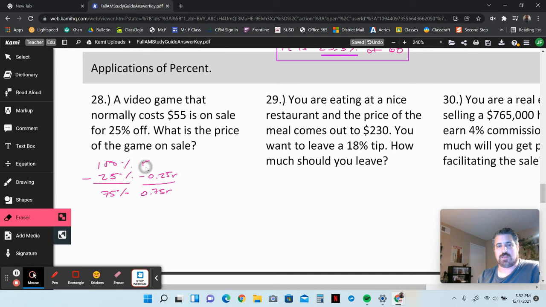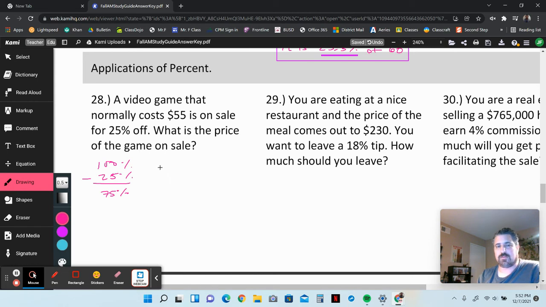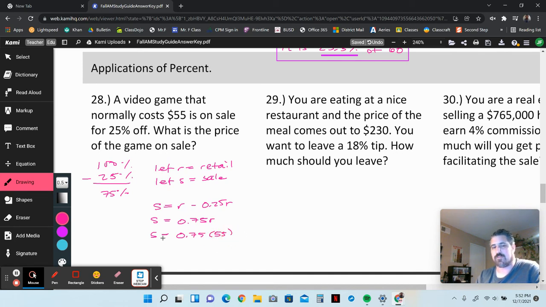So ultimately, what we're looking at here, if I wrote it out algebraically, is this. You'd say that let R equal the retail price, let S equal the sale price, and we're looking for the sale price. Sale price is equal to the retail price minus the 25% of the retail price. Hence, the sale price is equal to 0.75 times the retail price. And since we know the retail price is 55, hence we know the sale price is 0.75 times that 55. And that's kind of where that idea came from that I was showing you a second ago. Anyways, so once you have this, you're just going to multiply 0.75 times the $55.